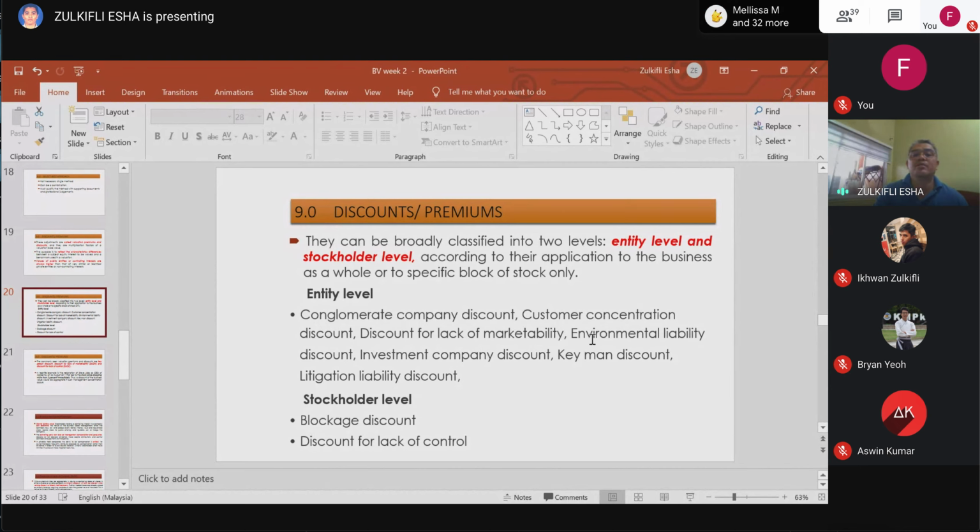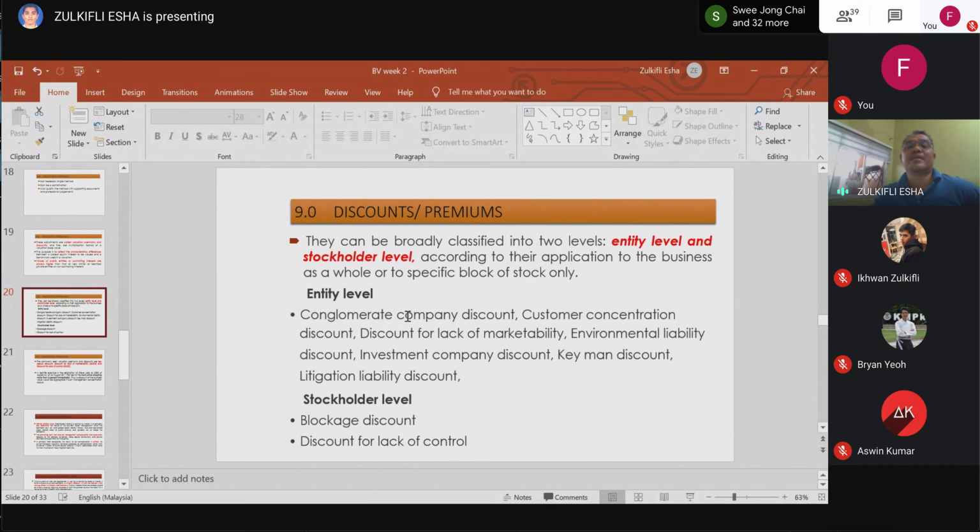So conglomerate company discount, customer concentration discount, discount for lack of marketability, environmental liability discount, investment company discount, key man discount, litigation liability discount. So what is all of this called? Conglomerate company discount. So you need to know. So we will go through later. What is customer concentration discount? What is discount for lack of marketability? When does the lack of marketability situation happen in the market? For what type of business does it involve lack of marketability? So we need to gather all information before we can come to a conclusion about the value of the business.